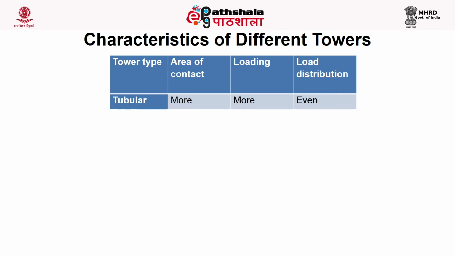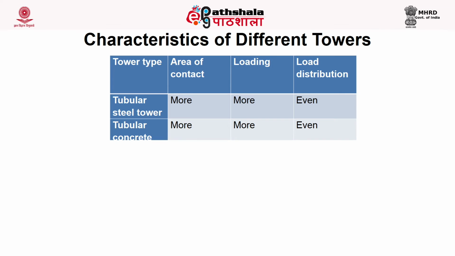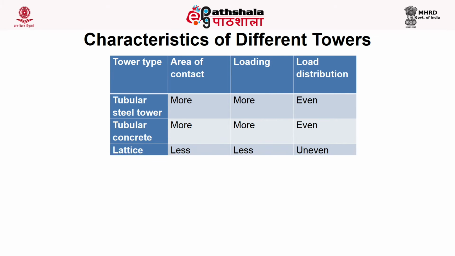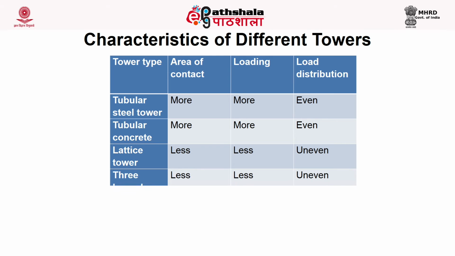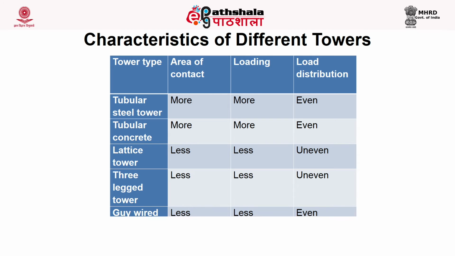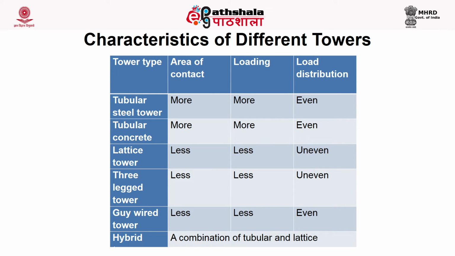The tubular steel tower has more area of contact and more loading with even load distribution, while the lattice tower has less area of contact and loading, but its load distribution is uneven. In guide tower, the area of contact and loading is less and the load distribution is also even. And the hybrid tower is a combination of tubular and lattice.